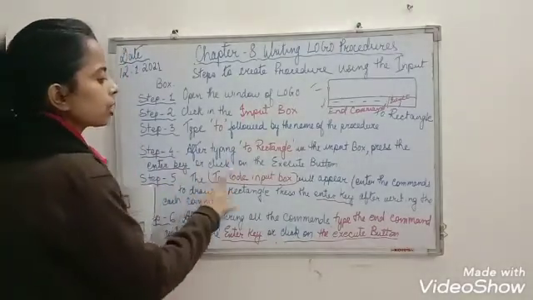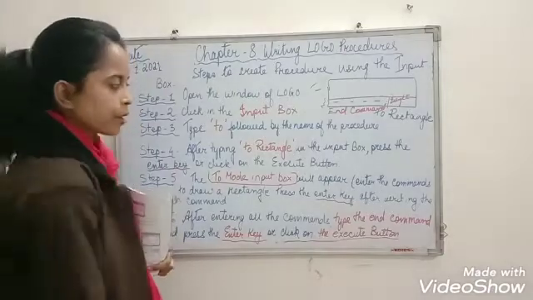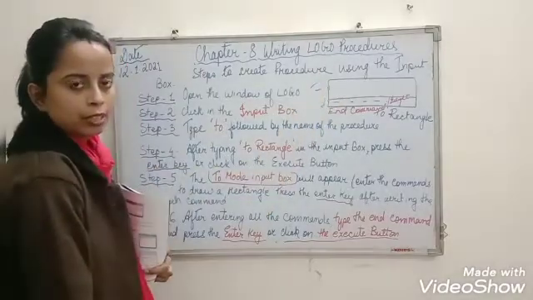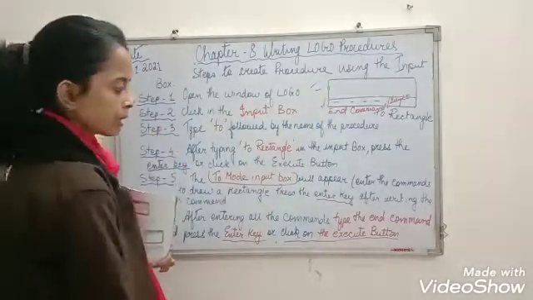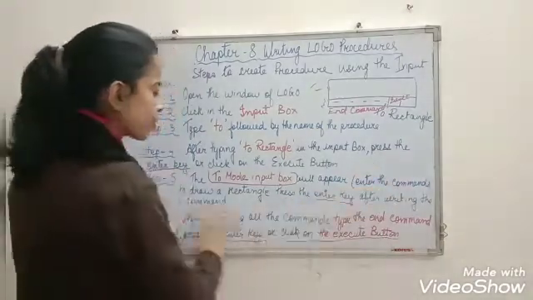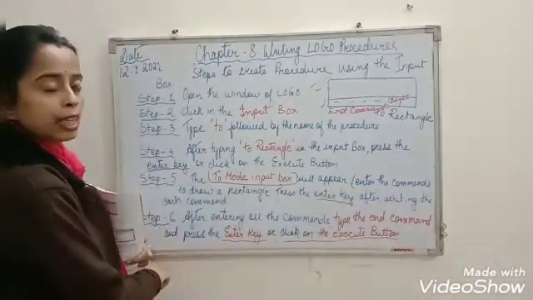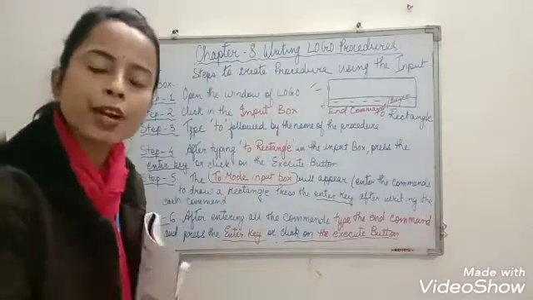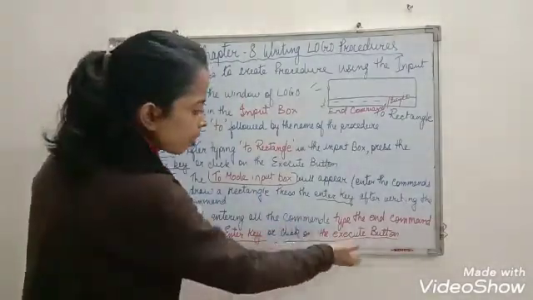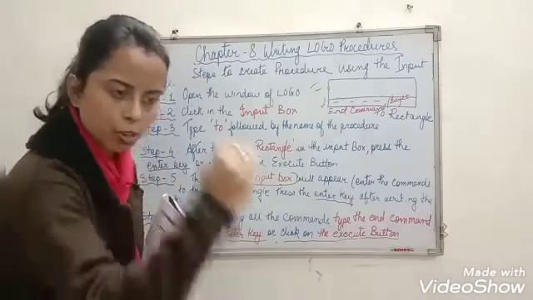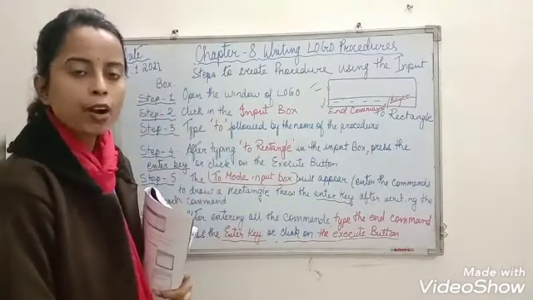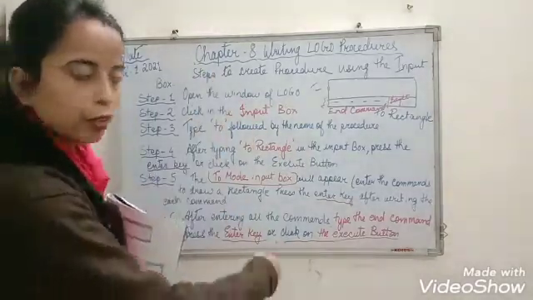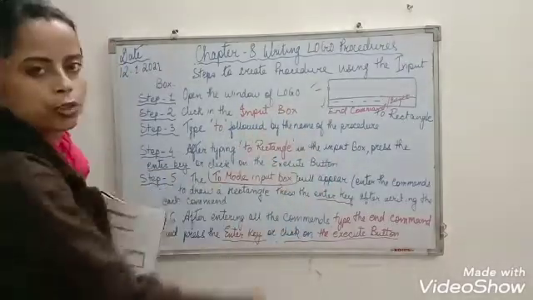Step number 5, the 2 mode input box will appear. Alright. There you will enter the commands to draw a rectangle. You will enter all the commands for the rectangle, and press the enter key after writing them. Step number 6. After entering all the commands, you have to type the N command. After writing the N command, you have to press the enter key or click on the execute button. That means your procedure will finish. Alright. Now 3 steps are there, 7, 8 and 9. I will explain those 3 to you. After that, your procedure will finish.